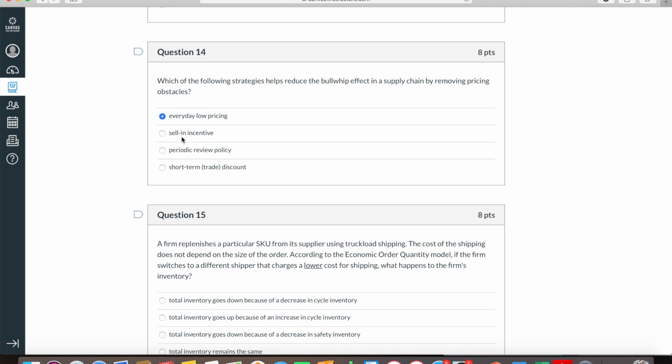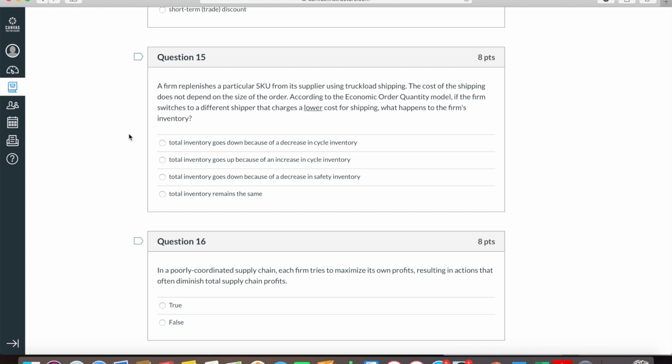So we're left with everyday low pricing. Everyday low pricing, you might think, oh, low pricing, it's a bullwhip effect. However, you need to look at the everyday part. By having a consistently low price, you're making the demand as stable as possible.